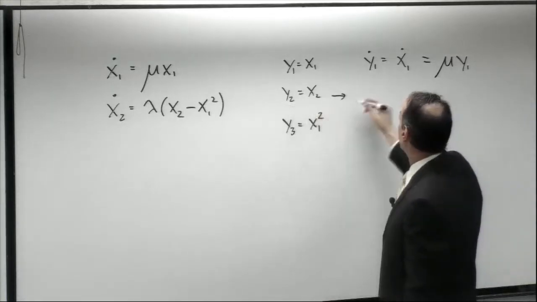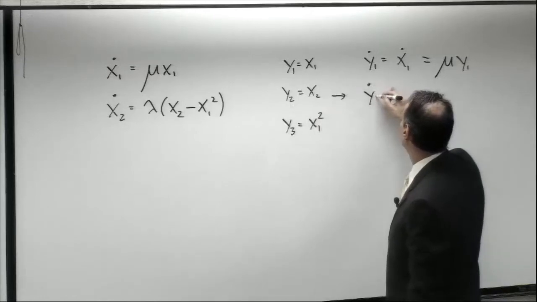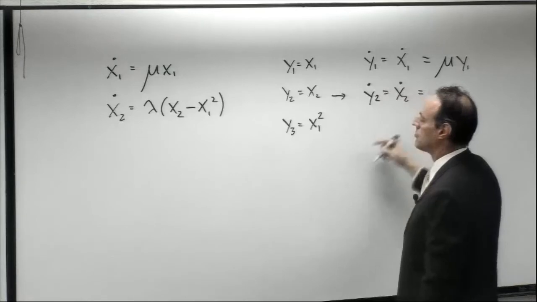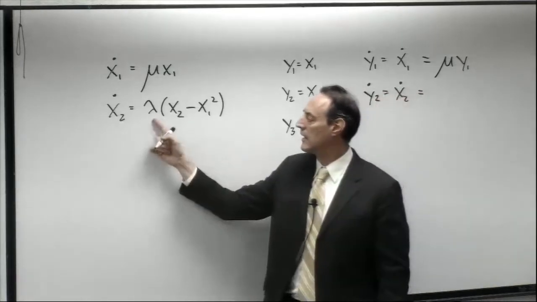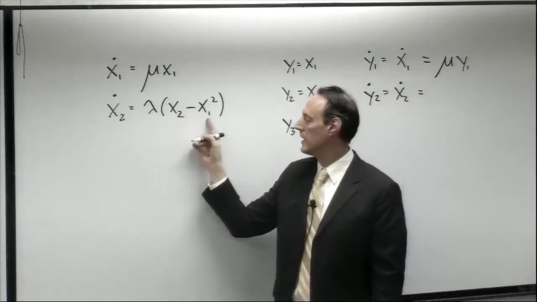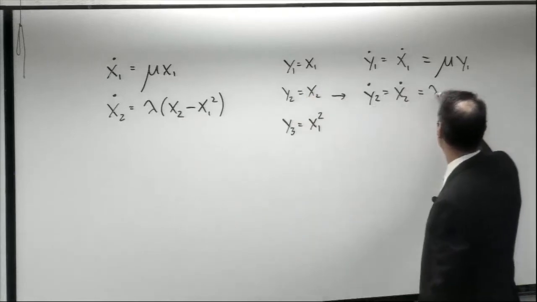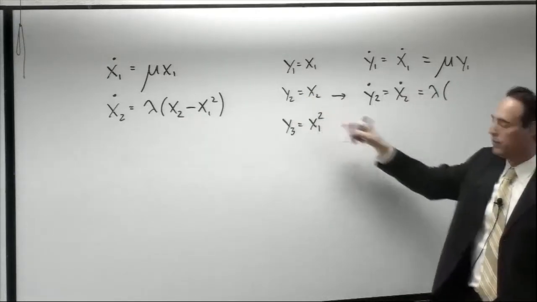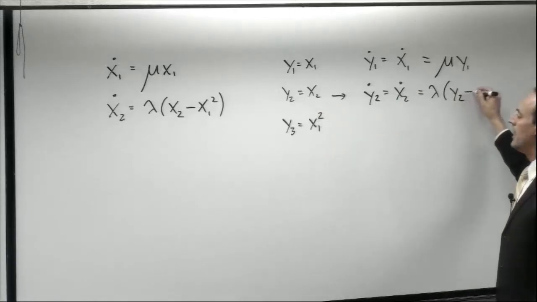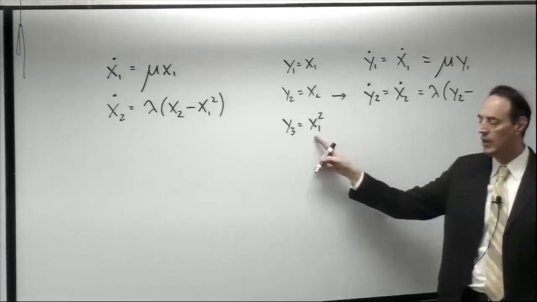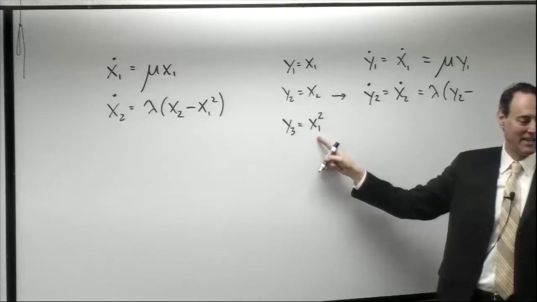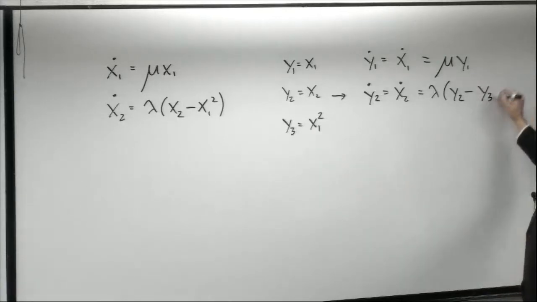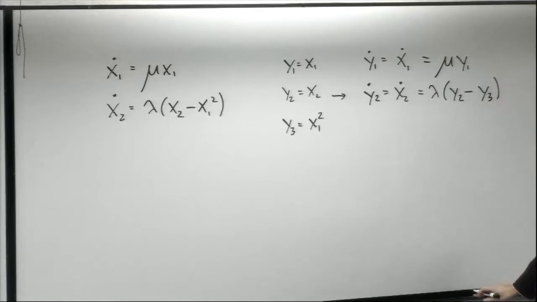Let's do now a derivative here. Y2 dot is equal to x2 dot. X2 dot, well, that's given right by here. It's lambda times x2 minus x1 squared. So I have the lambda x2. Well, x2 is y2. Minus x1 squared. Oh, look, I have a new variable that is x1 squared. It's called y3. So I just put that in there. Good?